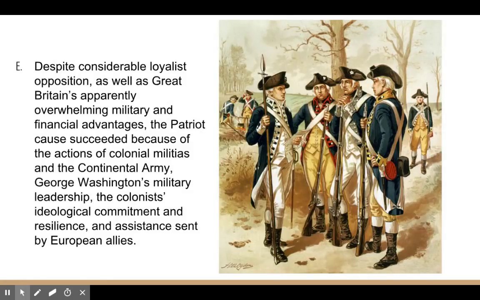And I'm not going to talk about all the battles of the Revolutionary War, but I'm going to talk about three. And these were three Patriot victories. So despite considerable loyalist opposition as well as many overwhelming military and financial advantages for Great Britain, the Patriot Cause succeeded because of the actions of colonial militias and the Continental Army, George Washington's military leadership, and the colonist ideological commitment and resilience, and the assistance sent later by European allies.